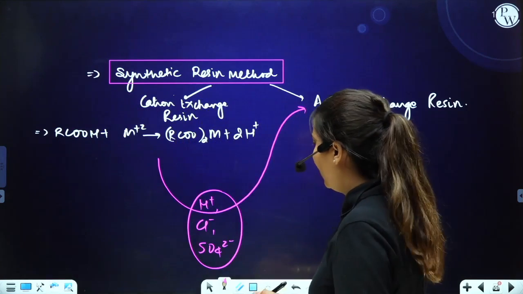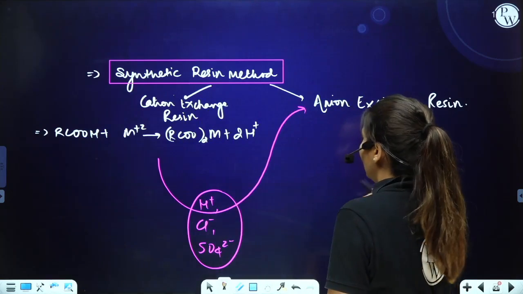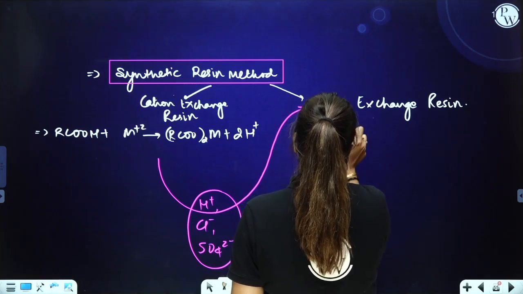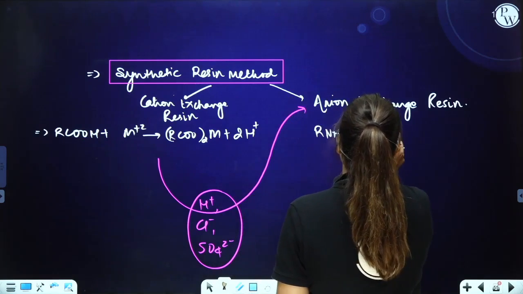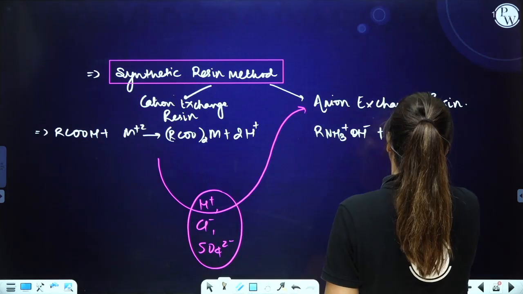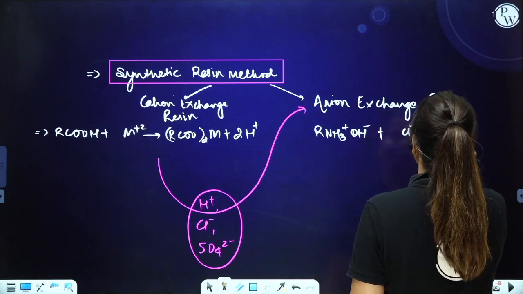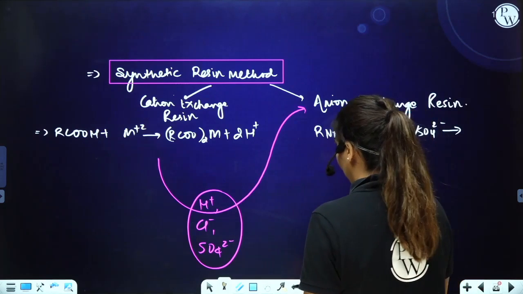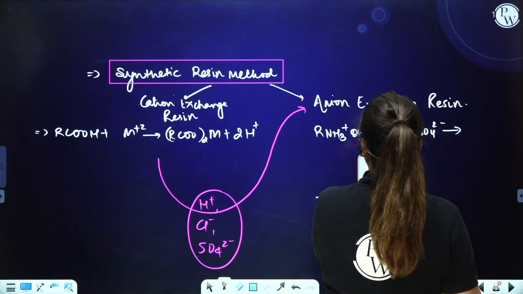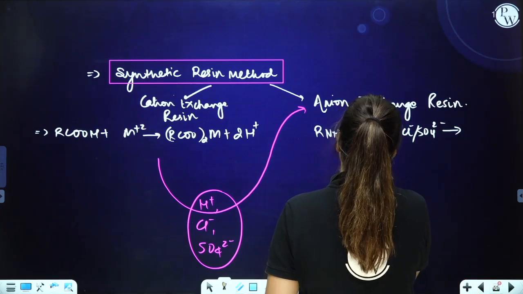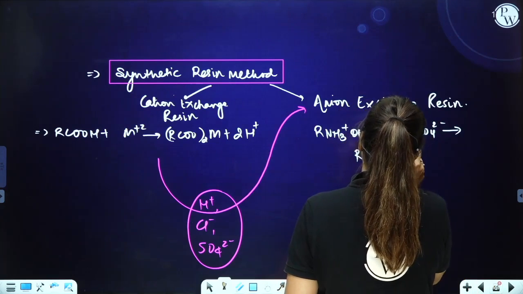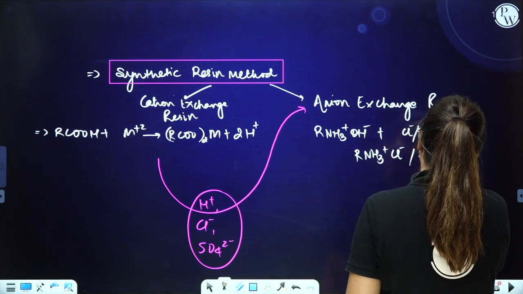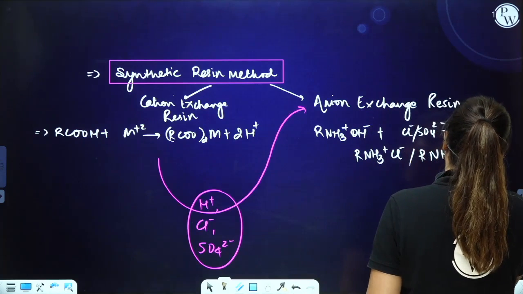Okay, so understand that now we have to react with the anion exchange resin. RNH3 positive and the OH negative now reacts with either the chloride or the sulfate to give you RNH3 positive chloride ion, or you can simply say RNH3 positive and the sulfate ion.